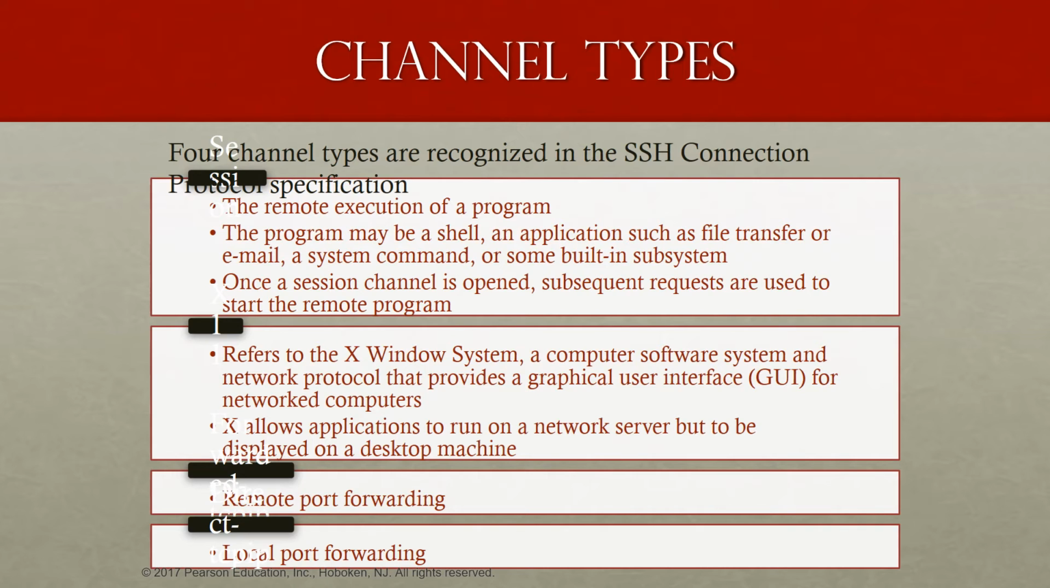X11. This refers to the X window system, a computer software system and network protocol that provides a graphical user interface, GUI, for networked computers. X allows applications to run on a network server, but to be displayed on a desktop machine. Forwarded TCP/IP. This is remote port forwarding, as explained in the next subsection. Direct TCP/IP. This is local port forwarding, as explained in the next section.